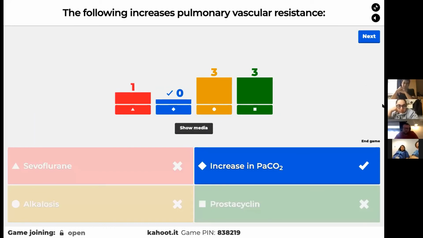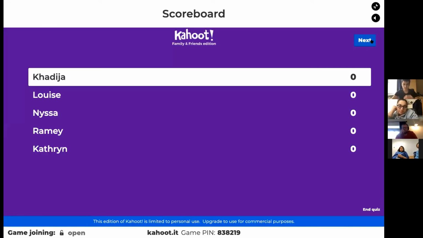Okay. And right, so for these, pulmonary vascular resistance will actually increase with increased PaCO2, or decrease with an increased pH and PaO2. Angiotensin is a very potent vasoconstrictor, so it can increase. Prostacyclin is a vasodilator, and all volatiles will cause a decrease in pulmonary vascular resistance. And that's because they get rid of HPV that we talked about before. So everyone feel free to answer. So next question.